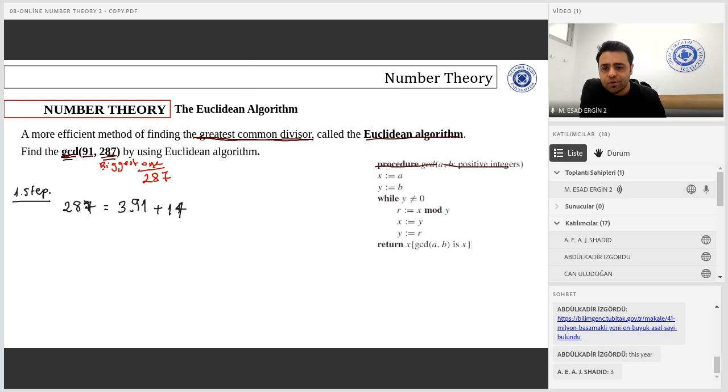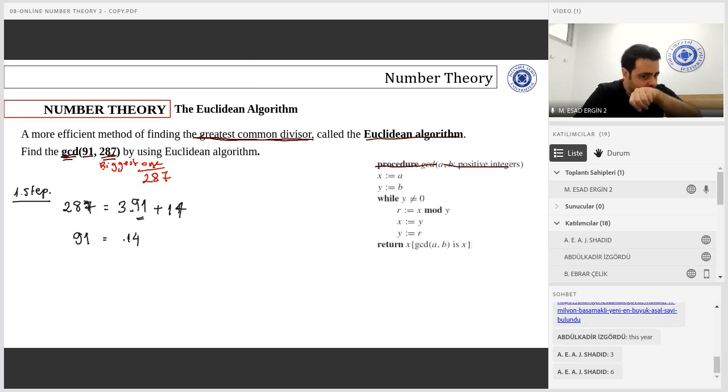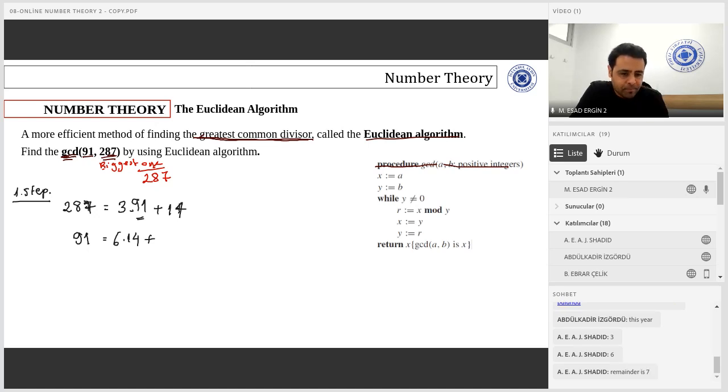The next one, we are going to use 91, and how many times we have 14 inside of the 91? Yes, Shadid or Abdul Kadir, how many times we have? Yes, 6 times. 6 times we have 14 inside of 91. And is there any remainder? Yes, the remainder is 7.